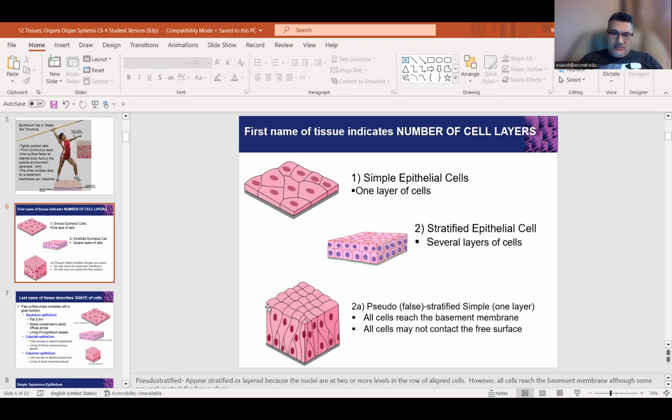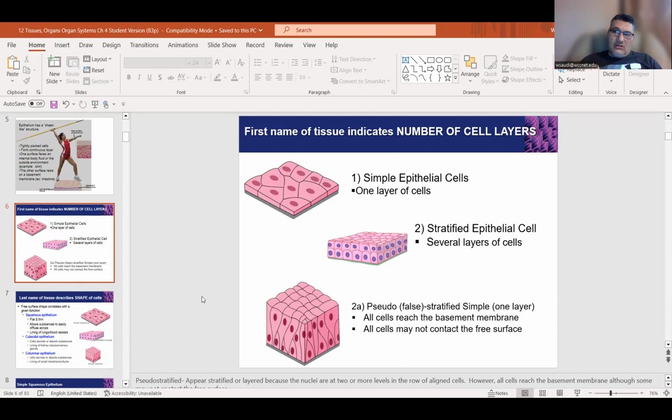If you look at this, it's one layer here. And this is one cell, one cell, one cell. And then you will say, okay, this is simple. No, how about this? Look at this and this. It looks like two layers. Now we're confused. Is it one or two? Is it simple or stratified?